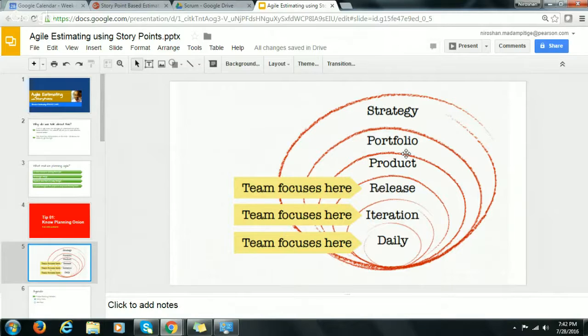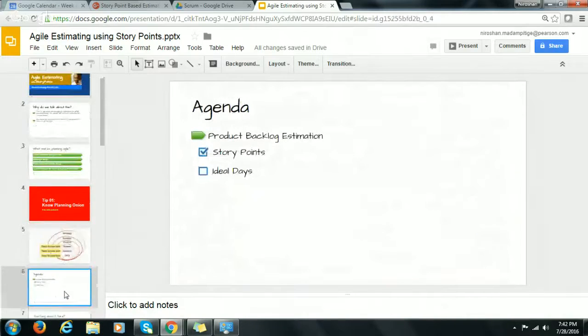So this is the agile way of planning, and we don't have a very steady plan at the beginning. We'll start with the minimal set of requirements that is sufficient. Hope this is pretty much clear to you. So let's proceed to the next slide.